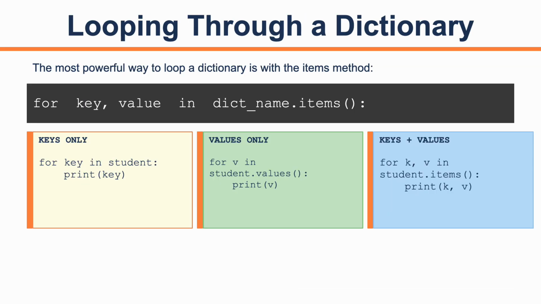There are three ways to loop a dictionary. You can loop keys only, values only, or both at once. The most powerful pattern uses the items method, which gives you a key variable and a value variable on every iteration. One line handles both pieces of data.